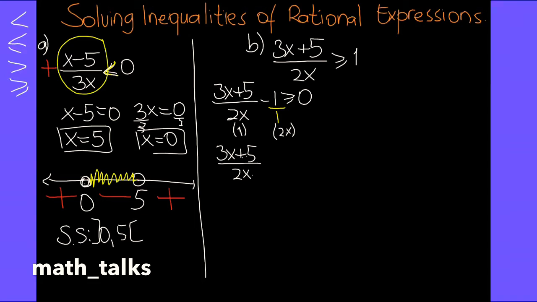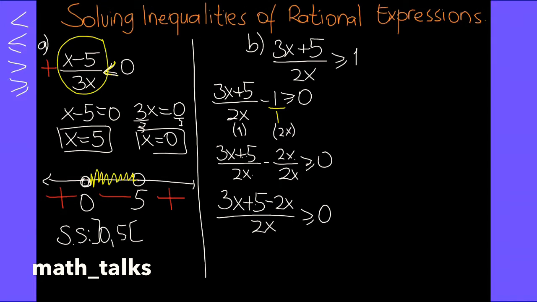How about the second one? 2x multiplied by negative 1 will be negative 2x over 2x, bigger than or equal to 0. Now we have the same denominator, so you can write all the numerators together: 3x plus 5 minus 2x over 2x. Then look carefully: do you have any like terms? If you do, you can combine them. 3x minus 2x is x, so x plus 5 over 2x, bigger than or equal to 0.